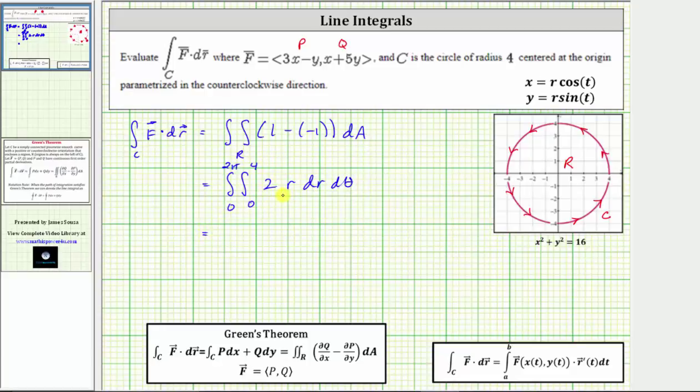We begin by integrating 2r with respect to r, which would be 2 times r squared divided by 2, which simplifies to r squared. Now we find big F of b minus big F of a, which would be 4 squared minus 0 squared, which is 16, giving us the integral from 0 to 2 pi of 16 d theta. And now we integrate 16 with respect to theta, which gives us 16 theta.